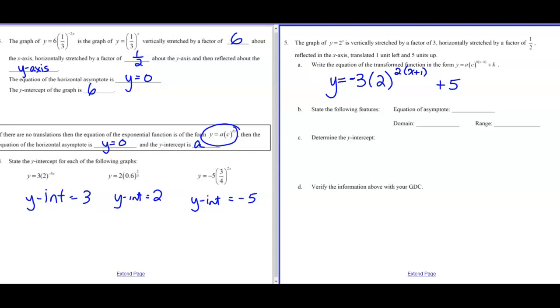So, equation of the asymptote, look at the constant, y equals 5. Domain, always all real numbers. Range, y. Now, we have to decide if it's less than 5 or greater than 5. This reflection means it's now below the x-axis. When you reflect it, and then you're moving it up 5, so it's everywhere below 5.